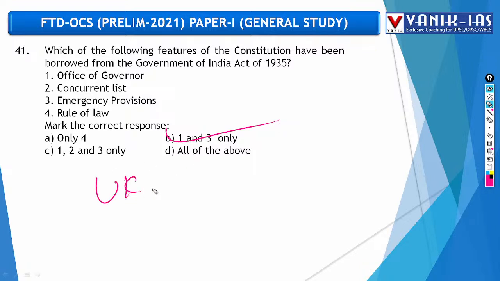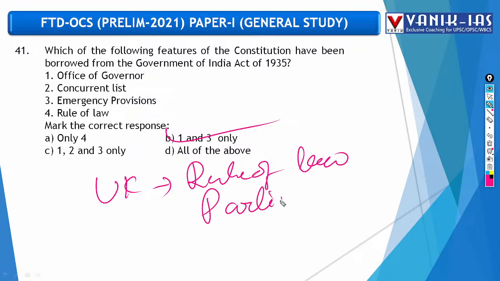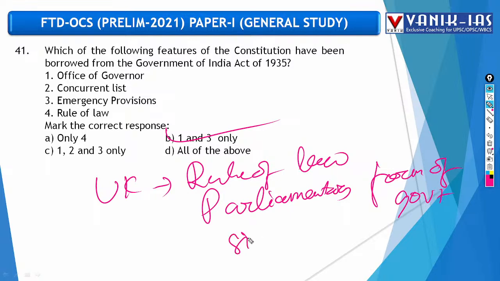From UK we have brought rule of law, then parliamentary form of government. We have brought it from UK, right? United Kingdom. Single citizenship, this is from UK, right? Writ jurisdiction of High Court and Supreme Court, that is also under Article 32. Writ jurisdiction of High Court and Supreme Court, that is also from UK.